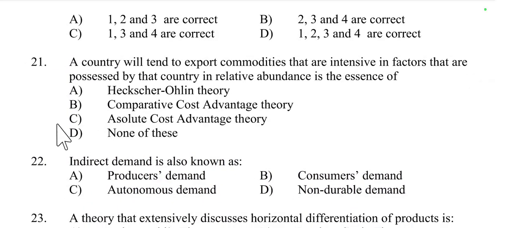Then question number 21. Question is, a country will tend to export commodities that are intensive in factors that are possessed by that country in relative abundance is the essence of. This is called Heckscher-Ohlin theory. This is the direct definition or statement of Heckscher-Ohlin theory. According to Heckscher-Ohlin theory, a country will export goods that utilize factors of production such as labor, capital or land that are relatively abundant within the country, and import goods that utilize factors that are relatively scarce. So export goods that are abundant and import goods that are scarce. So this is the statement of Heckscher-Ohlin.